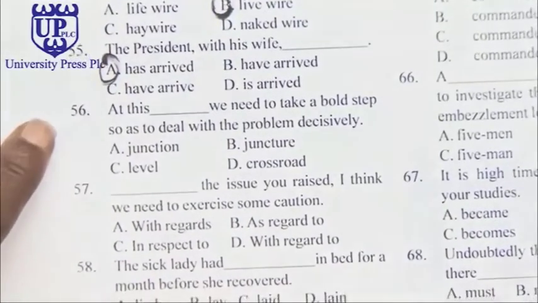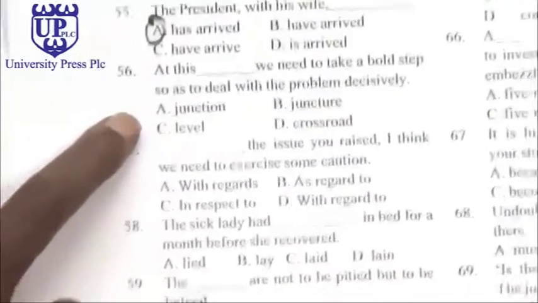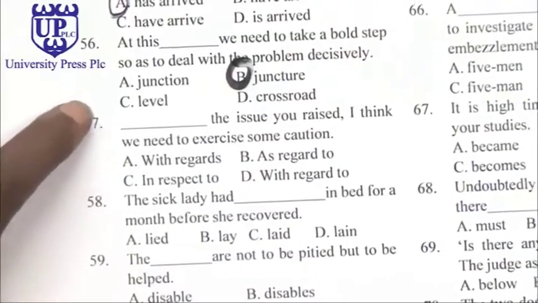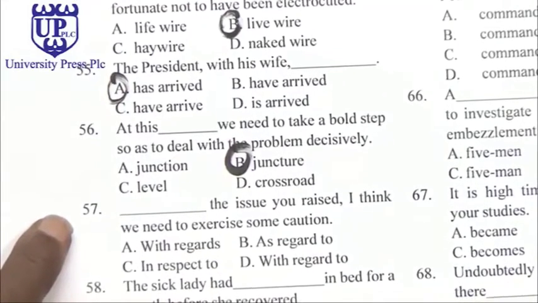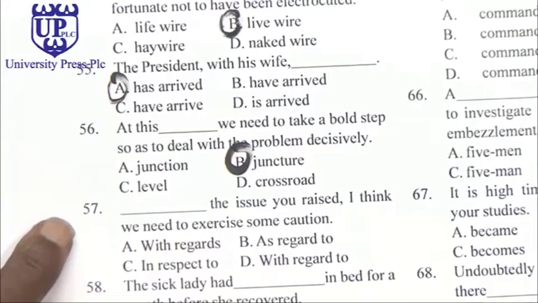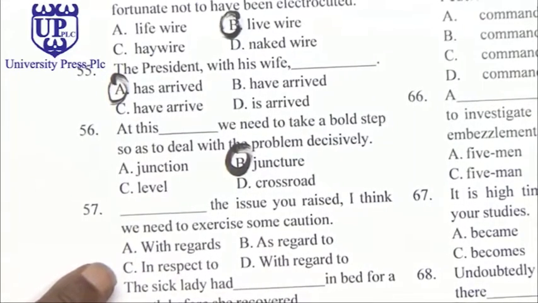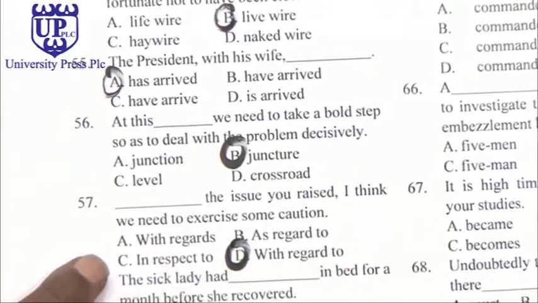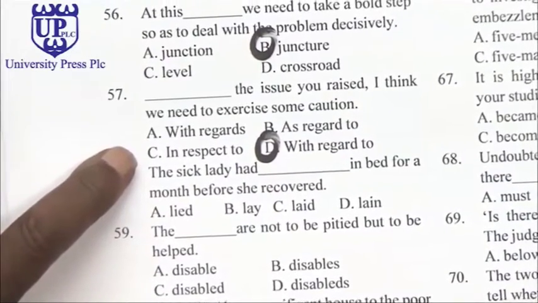56. At this dash, we need to take a bold step so as to deal with the problem decisively. At this what? At this juncture. Not at this junction, at this juncture. Juncture, not junction. Number 57, the issue is, I think we need to exercise some caution. Which one? With regard to, we can have as regards, but we have no "to." With regard to, no S.